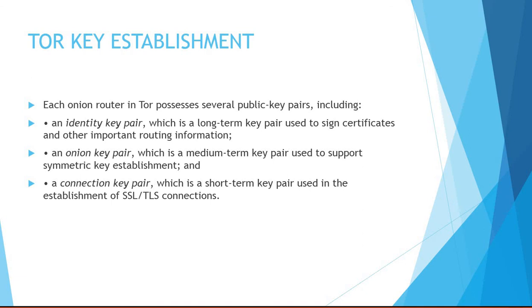So for establishing the key, what are the various things considered that we are going to see? The first one is the identity key pair. Among Alice and OR1, one key pair. Between OR1 and OR2, one key pair. Between OR2 and OR3, another key pair. Between OR3 and the web server, another key pair. The identity key pair will be used for signing the certificate. Then onion key pairs also will be used for confidentiality purposes. Then for establishing the SSL/TLS connection, a key pair will be used.